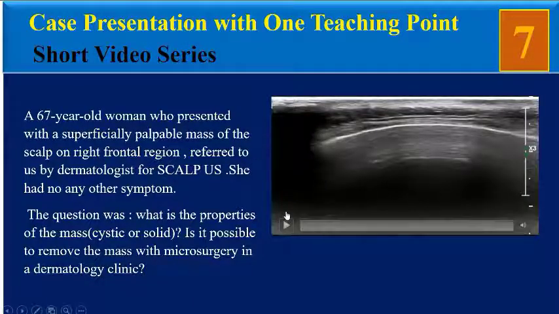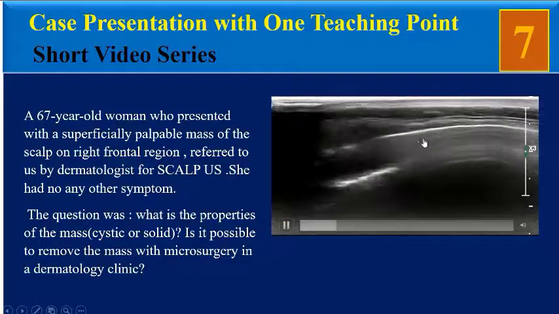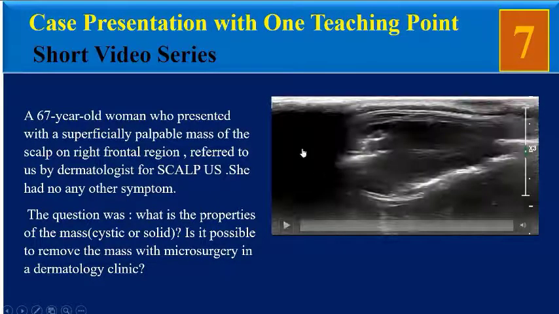In this ultrasound clip that we took from the scalp surface, we found an ill-defined heterogeneous hypoechoic mass-like lesion in the subgaleal layer that causes mass effect and erosion on the diploic layer of the skull.